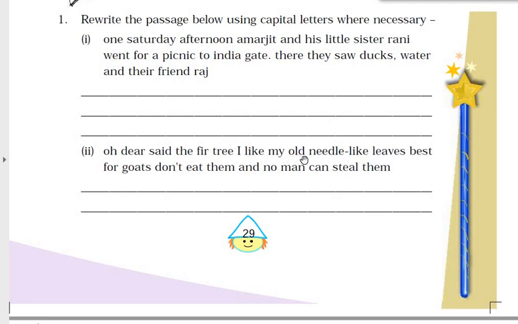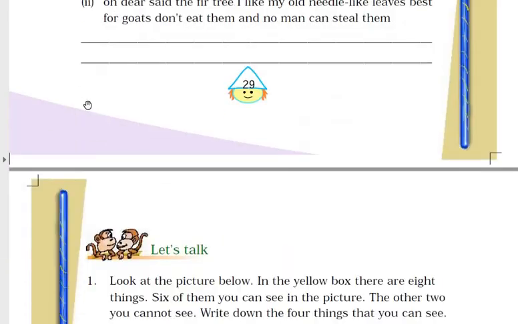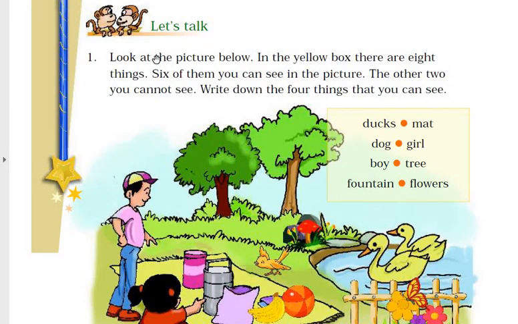"I like my old needle-like leaves best for goats. Don't eat them and no man can steal them." So full stop here and then the inverted commas close. So I hope it's clear. Alright, so let's move to the next point.